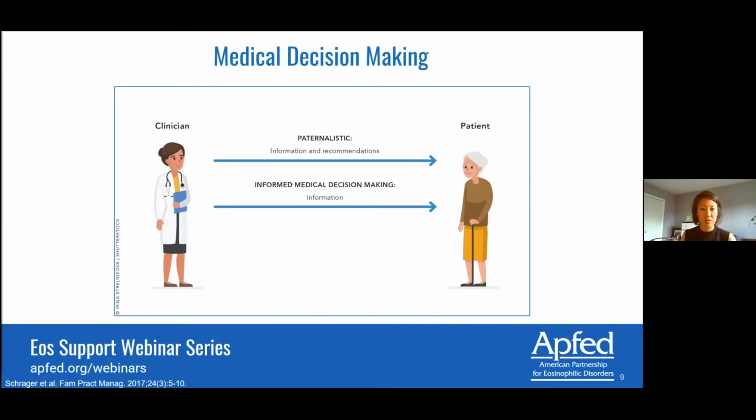Now, the second model is informed decision-making. In this model, my job as a doctor is to share all this information with you. And your role as the patient or the consumer is that you take all that information and you run with it. So in contrast with the paternalistic model, this is more patient-centered. Right? You as a patient are the star player, patient-dominated, you're taking all this information.